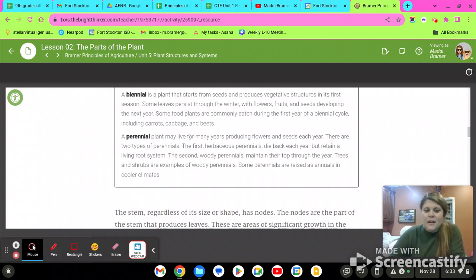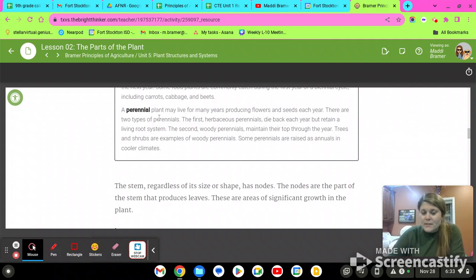Okay, so some food plants are commonly eaten during the first year of a biennial cycle, including carrots, cabbage, and beets. A perennial, this is what you want in your landscape. So these are plants that are going to produce flowers and seeds every single year. Cosmos are really good examples of perennials. There's 2 types. There's herbaceous. They die each year, but they live under the ground, so they're going to keep coming back.